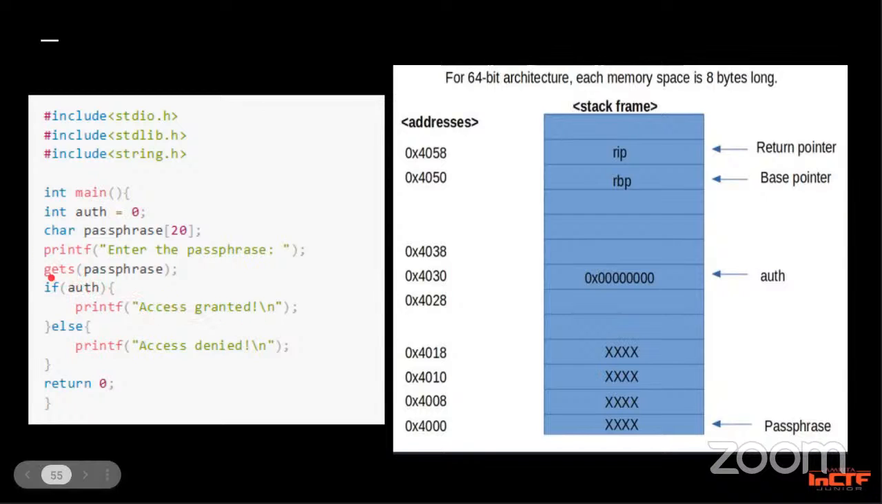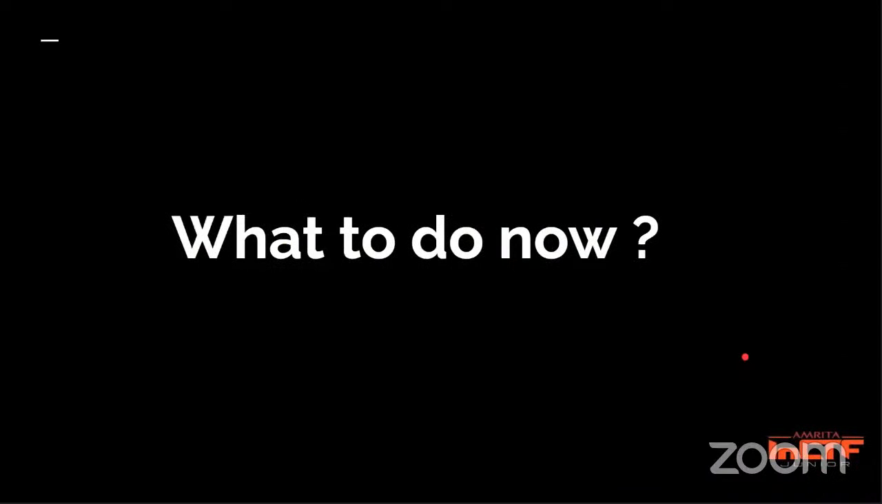We know that our input is being taken into this particular char pathway. So whatever value we give here is the only way we can input a value into this particular program. So how can we use this in order to change the value of auth? So think about it. What are we supposed to do?